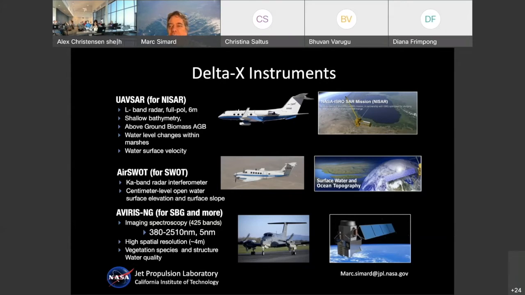So AVRIS-NG again is used for two purposes. One is to measure vegetation structure, species and structure, and the second purpose is to look at water quality, in particular sediment concentrations in water. And again, this sensor has an upcoming counterpart, which is the Surface Biology and Geology mission. And AirSWOT has the Surface Water and Ocean Topography mission, which is ready for launch at the end of this year.